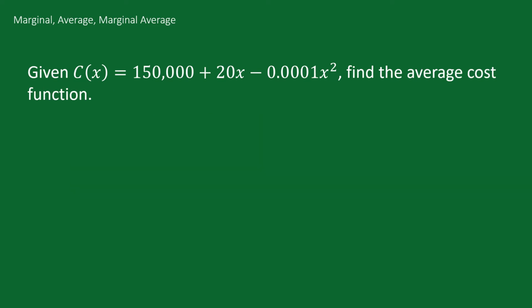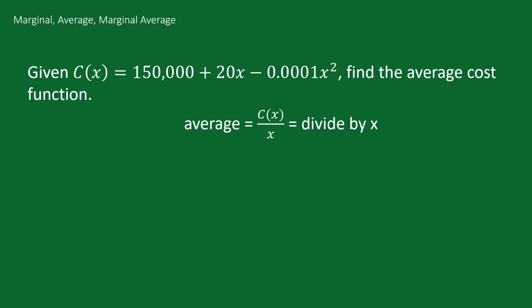What if the question was to find the average cost function? First, let's think about how we normally find the average of something. We just add everything up, then divide by however many things we added. Since we don't know how many things we will be dividing by, let's just say we produce x amount of things. Then the average cost function will be the cost function divided by x. So in general, the average cost function is c of x divided by x.